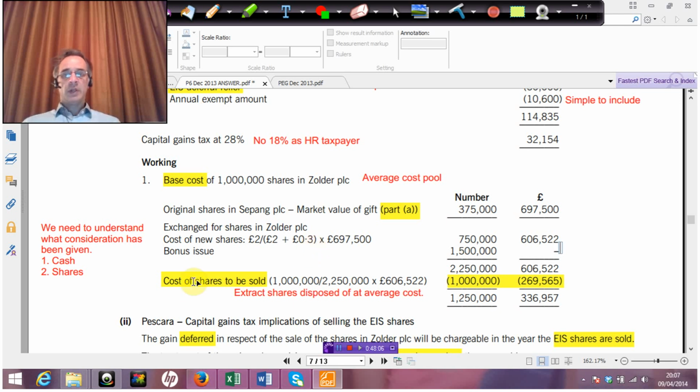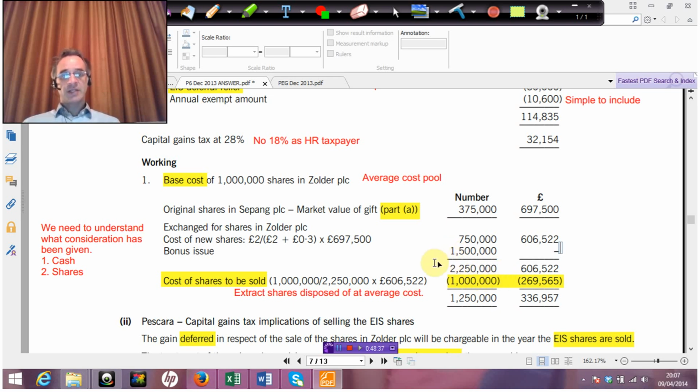Okay. So next thing here is this bonus issue. Now what we know from bonus issues really is that there's no cost attached in the pool at all. And the bonus issue, as I recall, was 2 for 1. So what that means is that she's going to get from Zolder 2 shares for every 1 that she holds. So she held 750. That means that she's getting literally another 1,500 or 1.5 million shares because it was a 2 for 1.